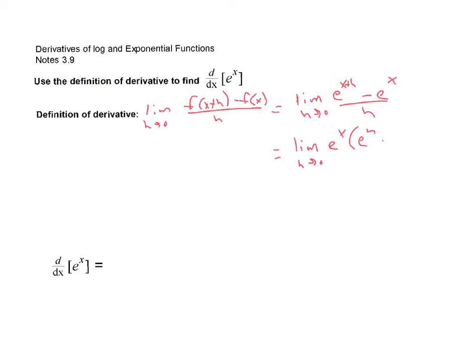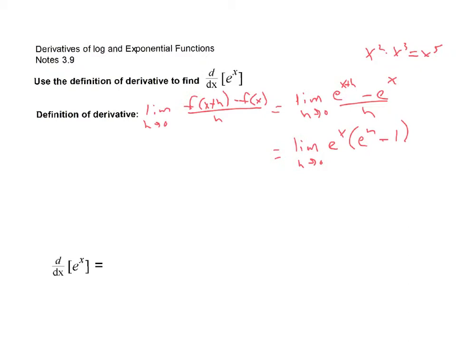Why is that? Remember, if you're adding exponents, it really meant you were multiplying the bases. For instance, if I have x squared times x to the third, you add the exponents, it's x to the fifth. So it's kind of like going backwards and splitting it apart. E to the x plus h is e to the x times e to the h. Then if I take an e to the x out of that second term right there, I end up with just 1.